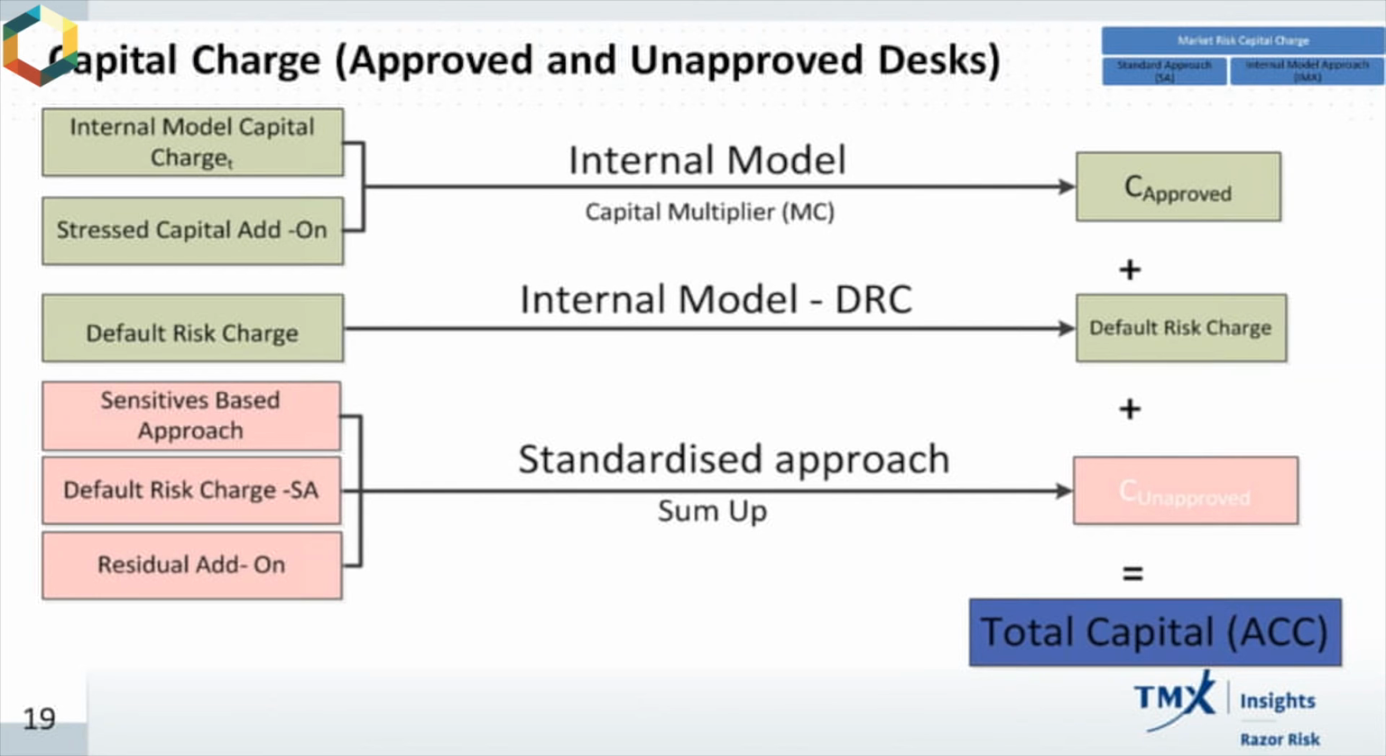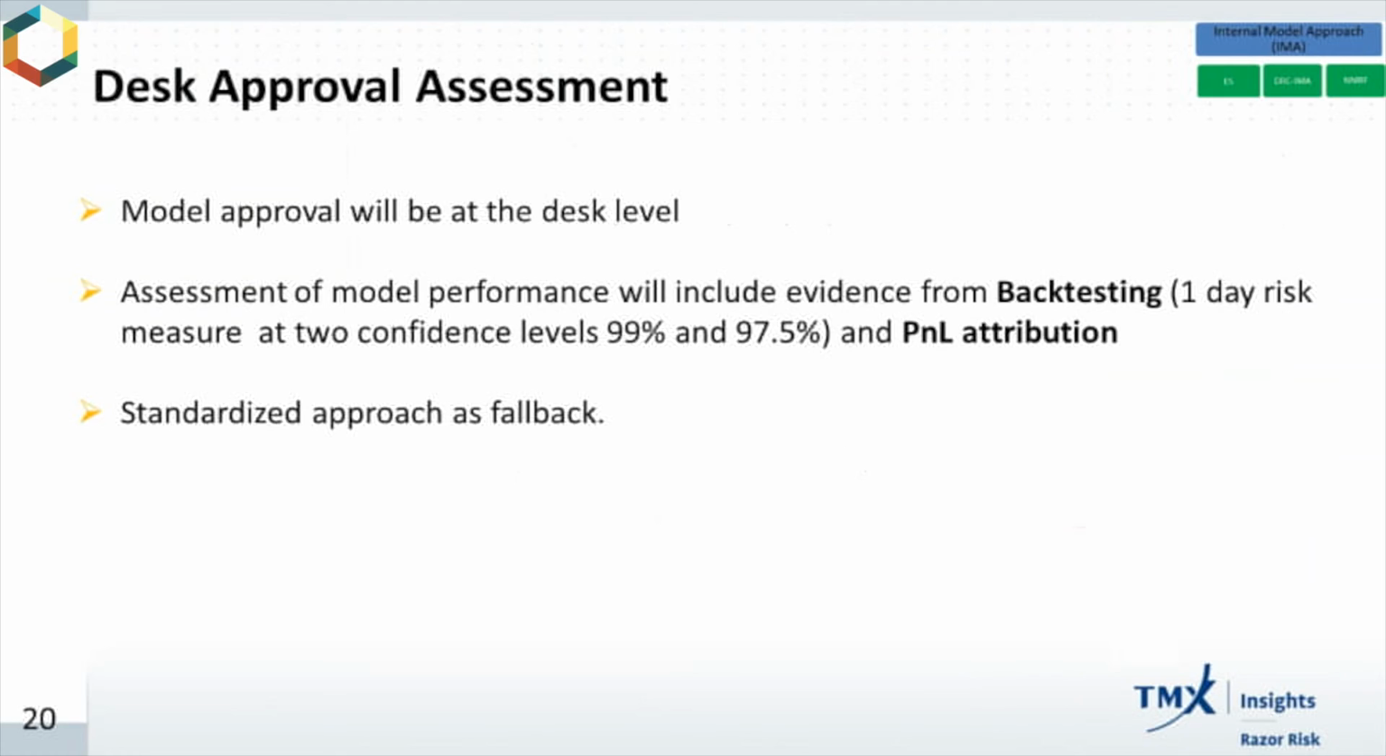Okay, so let's quickly summarize the desk approval assessment. We mentioned some of them before, but let's summarize here. So the first point is model approval will be done at desk level. And the assessment of model performance will include evidence from backtesting and the P&L attribution. And the standardized approach also needs to be calculated and used as a fallback number for IMA desks, just in case it fails.